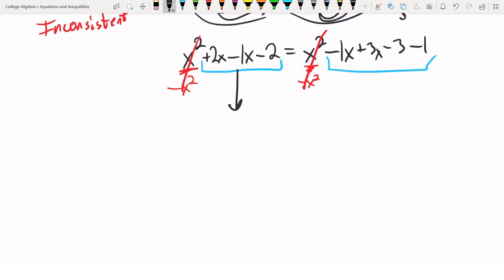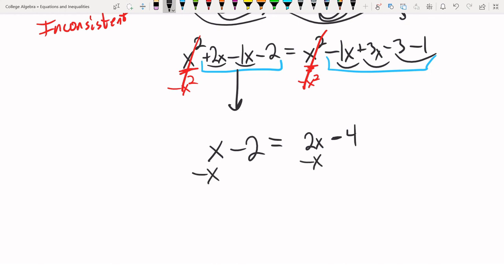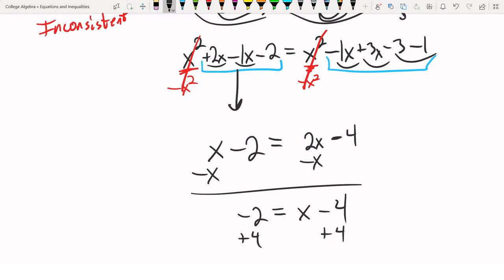Okay, I'm going to combine like terms here. Positive 2x minus 1x is just x minus 2. Negative 1 plus 3 becomes plus 2x. No point in writing the plus 2. Negative 3 minus 1 is negative 4. Now I can subtract x to the other side, giving us negative 2 equals x minus 4. And I can add 4 to both sides, giving me 2 equals x, which is a conditional answer to this system.